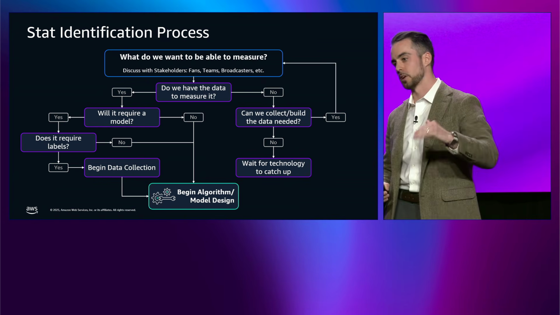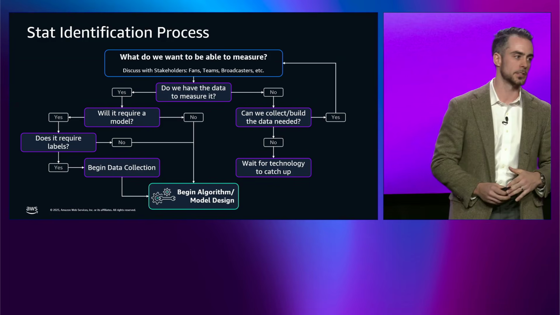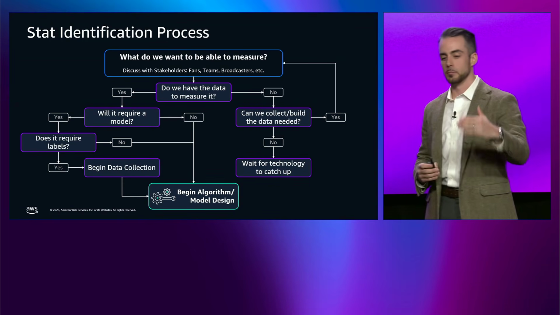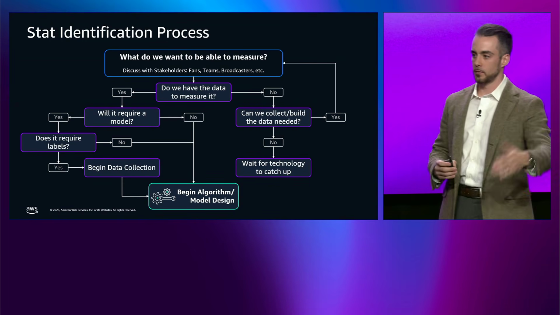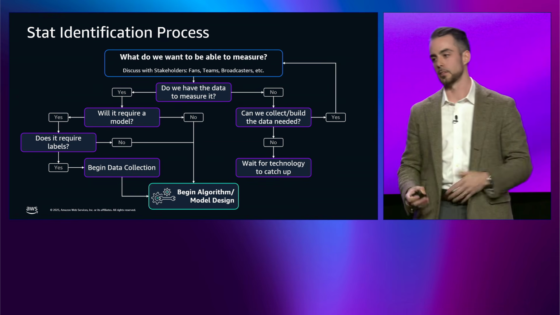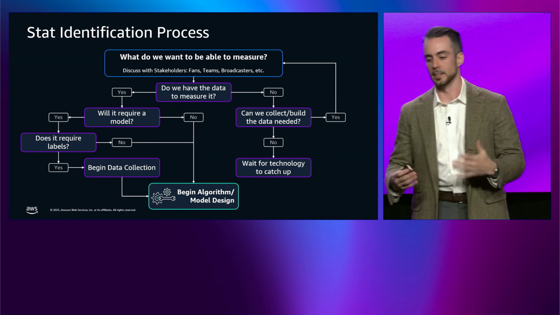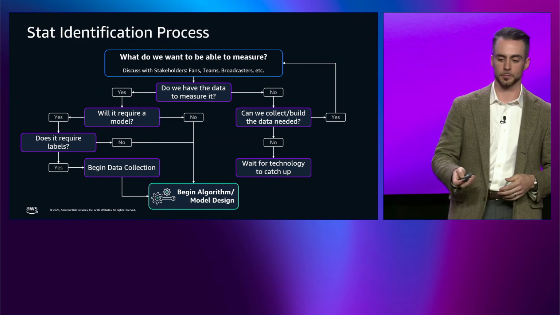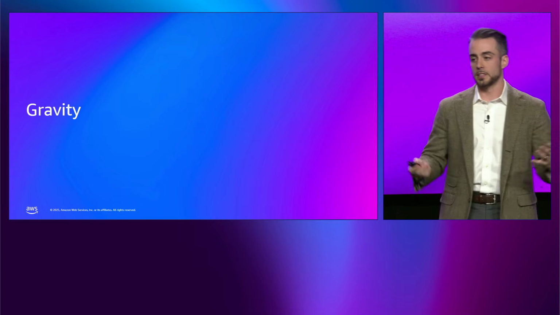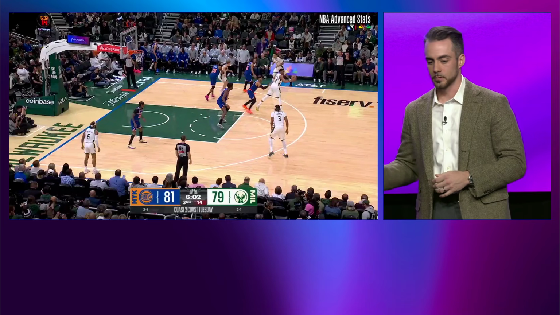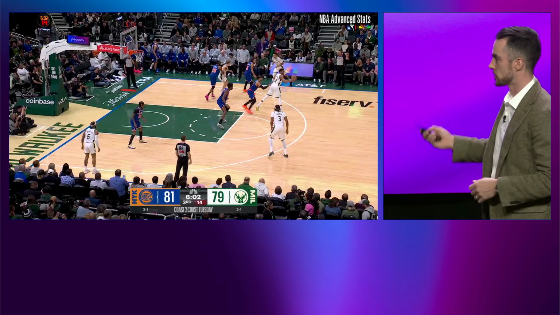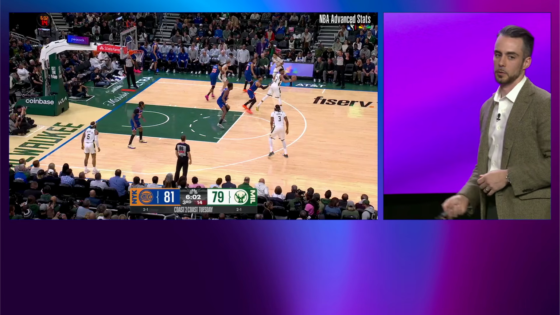But this is basically the workflow that we go through when we're coming up with our new stats, trying to figure out how we can build something for the fans, for the broadcasters, for our teams that's meaningful and will provide more context and insights as part of the Inside the Game platform. So specifically, let's talk about player gravity. This is the play that we watched earlier. We'll watch it again one more time and go into a little bit more detail.